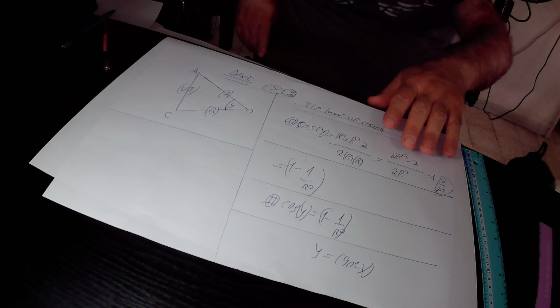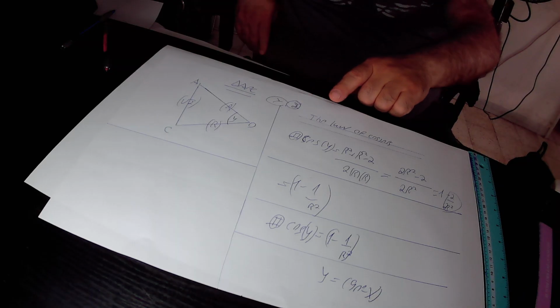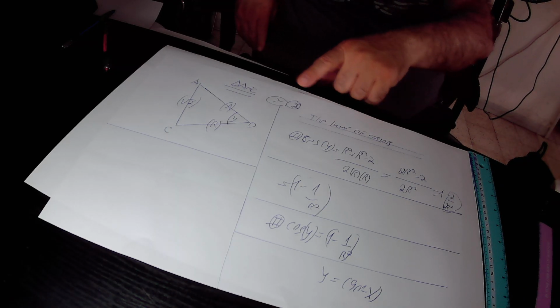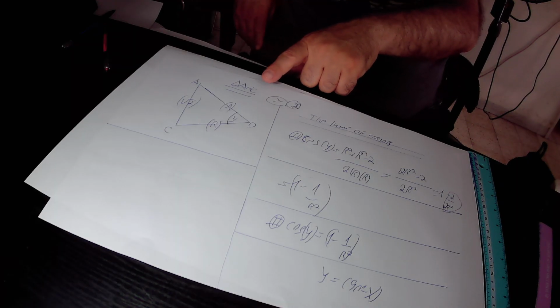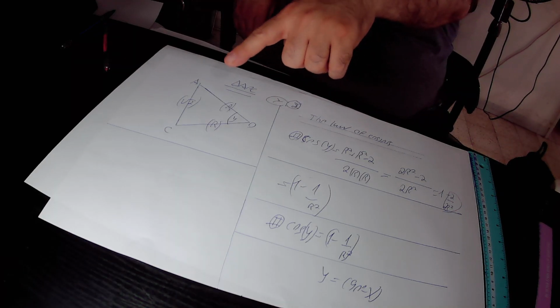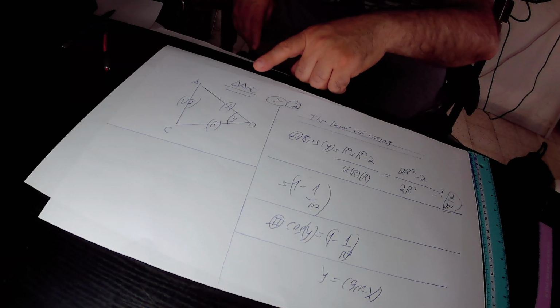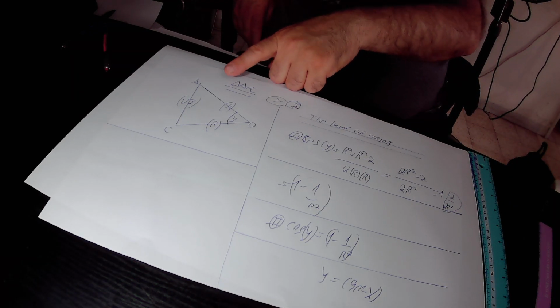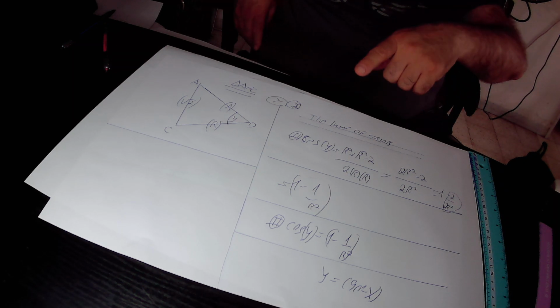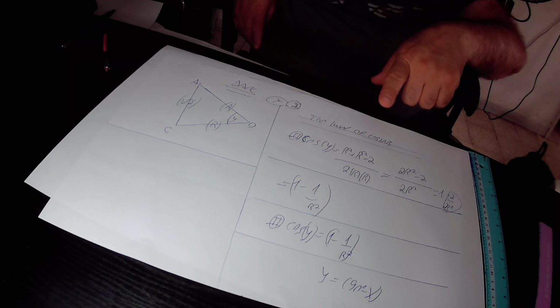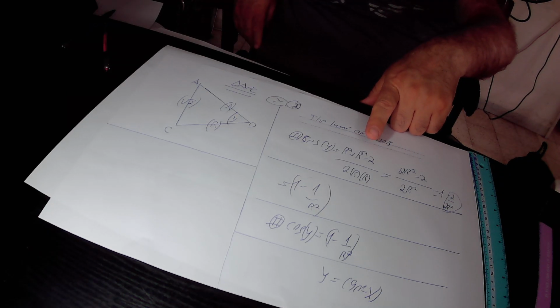According to the law of cosines in this triangle AOC, the following equation will be true: cosine y equals AO squared. AO is R, therefore AO squared is R squared, plus CO squared. CO is also R, therefore CO squared is R squared, minus AC squared. AC is the square root of 2, so AC squared is the square root of 2 squared, that is 2. So it is minus 2, divided by 2 times AO, that is R, times CO, that is also R.